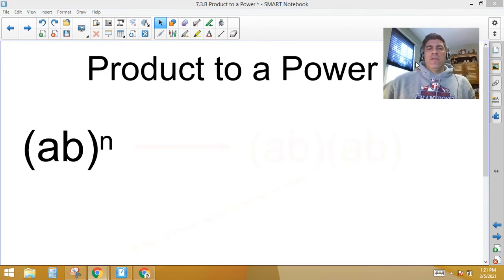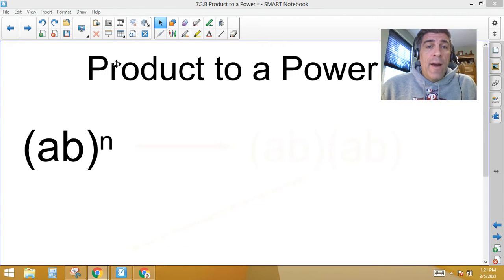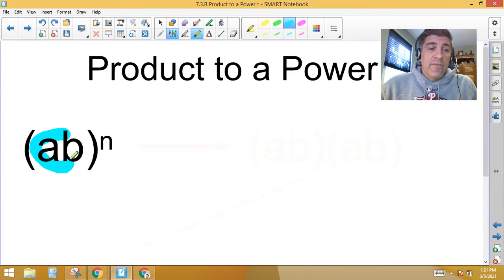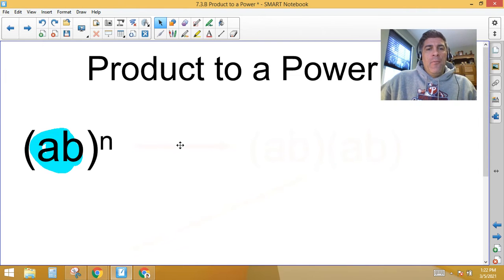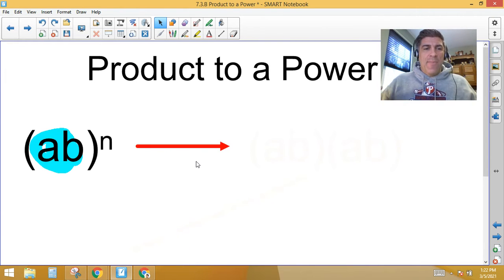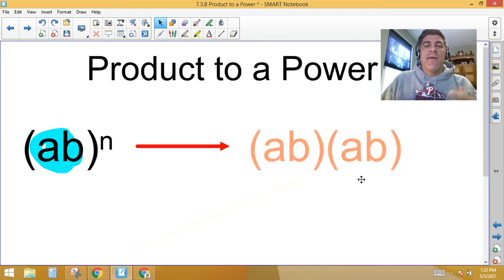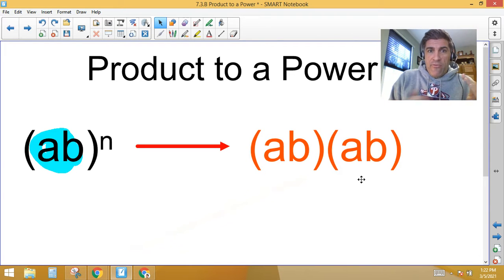Product to a power works like this. A product to a power looks like I have a product, AB, and then that is raised to a power of n. So A times B to the nth power. And what I can do is expand that out. That means I have AB times AB, right? Because that's what it means.